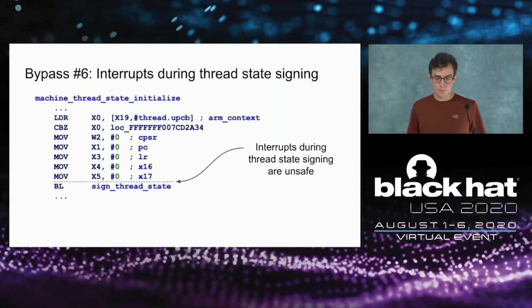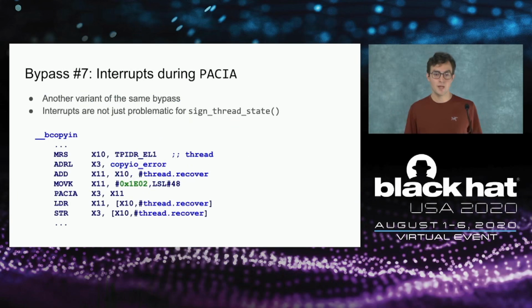So we've demonstrated being able to bypass control flow integrity using this interrupt-based technique. But as I thought about the issue a little bit more, it really boils down to basically anytime interrupts are enabled during this thread state signing operation. That's just fundamentally an unsafe thing to have happen. But the more I thought about it, the more I realized that this doesn't just apply to this sign thread state function. Basically, anytime you have a PAC signature being generated, it needs to be the case that it either has interrupts disabled or it's only using interrupt safe registers.